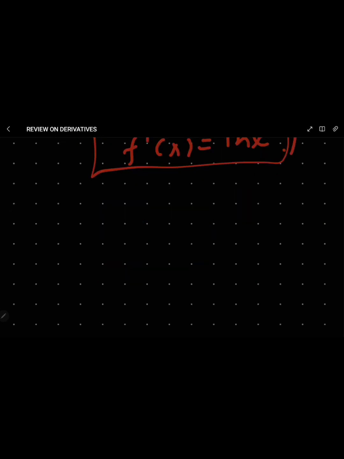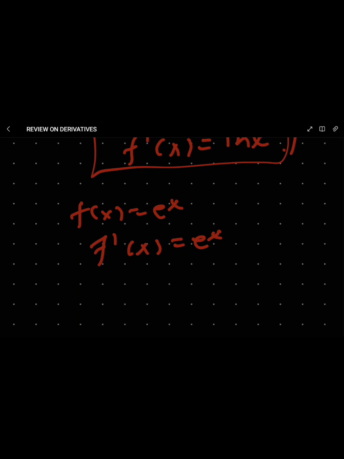And the other thing is, if f of x is equal to e to the power of x, then f derivative of x is the same. It is e to the power of x. The derivative and the function are the same for f of x equal to e to the power of x.